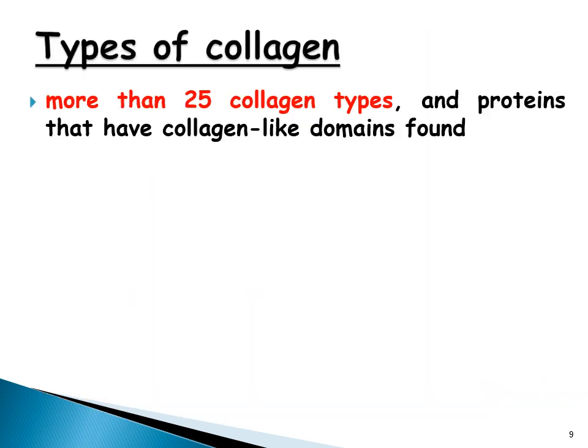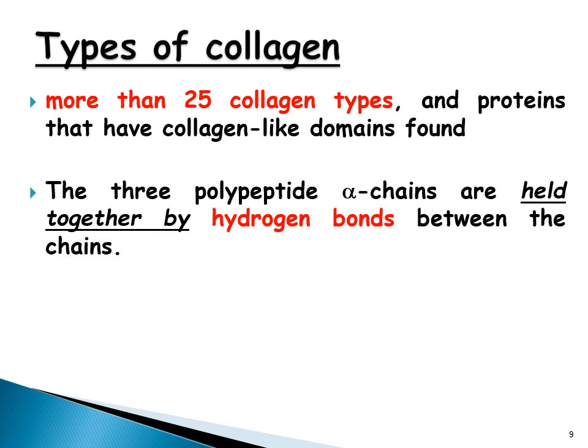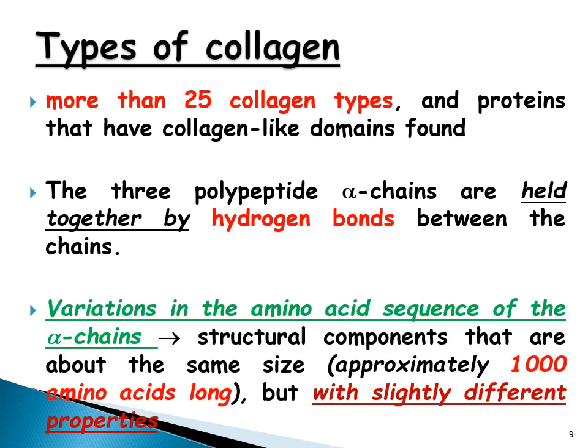Now we see the types of collagen. There are more than 25 types of collagen or collagen-like proteins found. They have three polypeptide alpha chains, which are held together by hydrogen bonds between these chains. Variation in the polypeptide chains' amino acid sequence gives structural components that are about the same size. That means they produce collagen fibers of the same size, approximately 1000 amino acids long, but with slightly different properties.